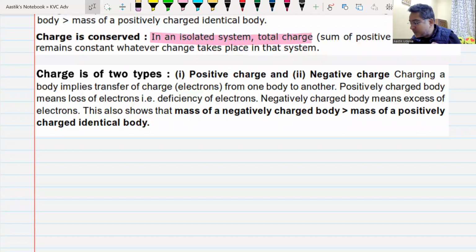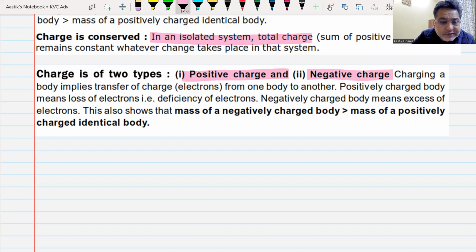That takes us to the next property. We already know charge is of two types, positive and negative. Proton is supposed to have positive charge and electron is supposed to have negative charge. You can charge the body by transferring the electron from one body to the other body. We understand this? Yes.